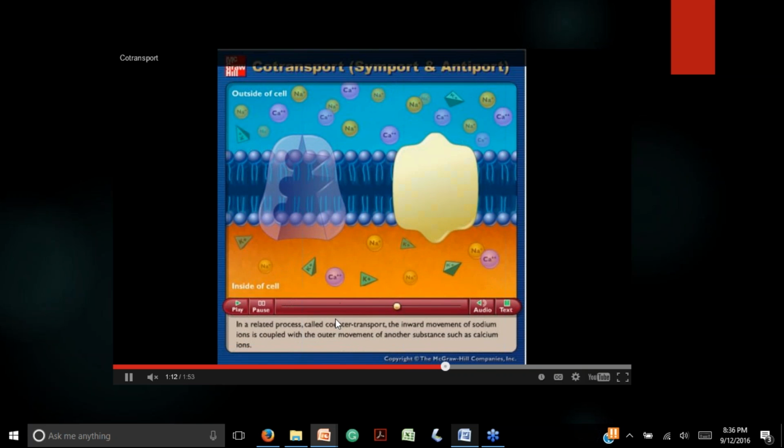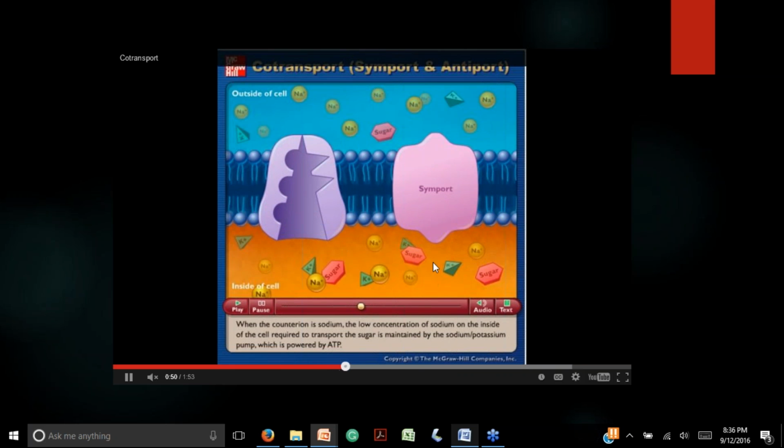Symport is going in the same direction. So symport is going to go from the extra to the intracellular, and the source of energy is coming from the sodium-potassium pump. So that is the co-transport, and that is the symport.